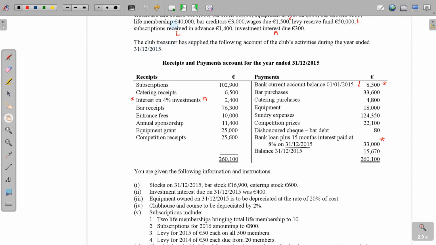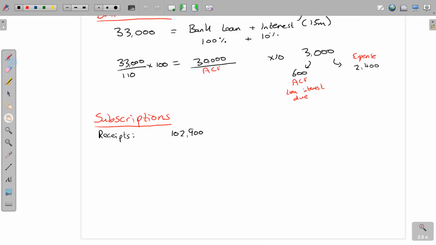So as well as that, we know of your subscription received in advance of 1,400. So there's 1,400 that was prepaid for 2015. So we have to add that on, because remember, anything that is supposed to be paid this year must go into the income and expenditure, just like a P&L.